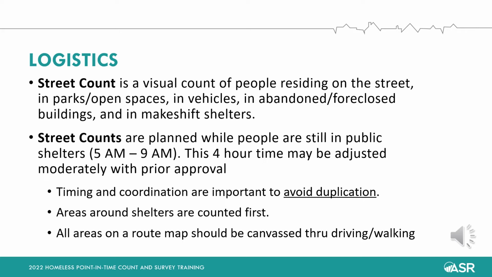The general street count is a visual count of people residing on the streets, in parks and open spaces, in tents, in vehicles, in abandoned buildings, or in makeshift shelters constructed of tarps, cardboard, or other materials. The street count will be conducted while people are still in public shelters in the morning, which will help us have an unduplicated count of everyone experiencing homelessness that day. To avoid duplication, we ask you to count the areas surrounding shelters first.